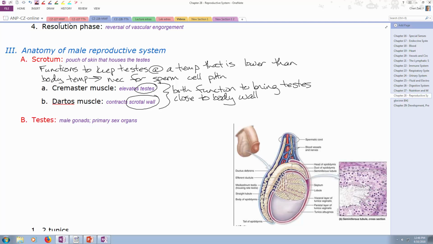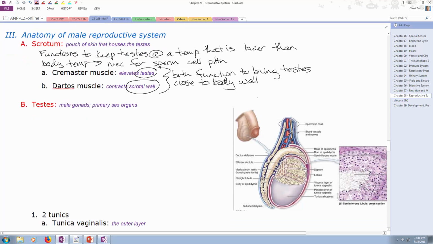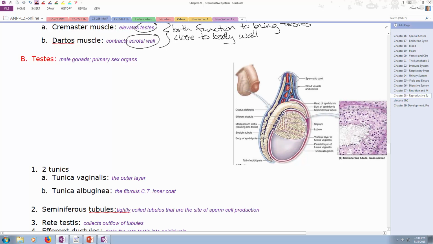And so when it's hot, they're further away from the body wall. When it's cold, they're up closer to the body wall. That's just a normal physiological event because the body wants to be able to produce normal functioning sperm cells. So those are the functions of those two muscles. One's around the testes and the other is part of the scrotum itself.